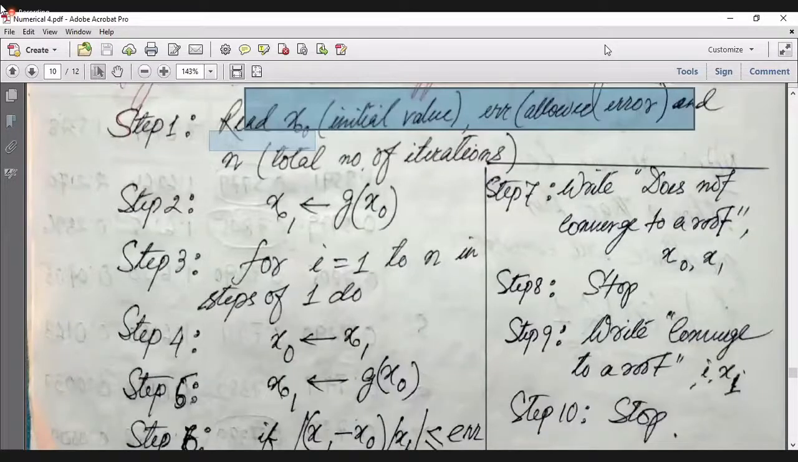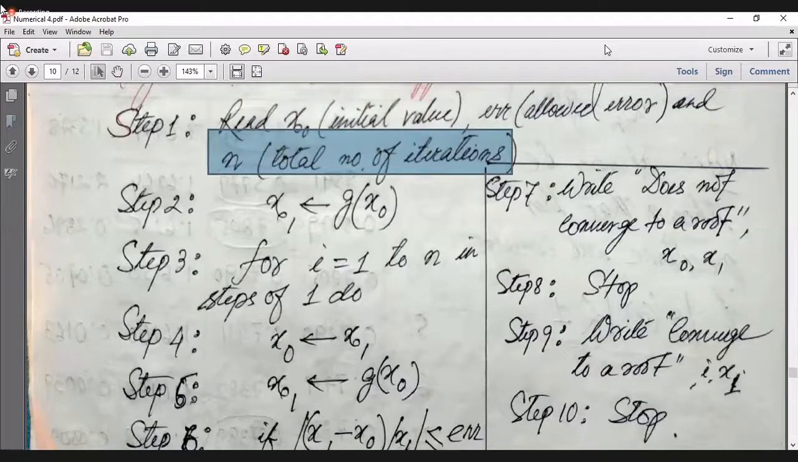Why do you choose a number of iterations? Just to stop the iteration, right? Just to come out of the loop. Then what happens? I find out g. Okay, you have to calculate g first.